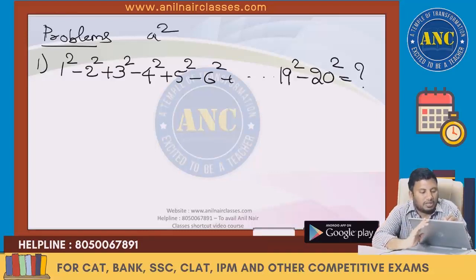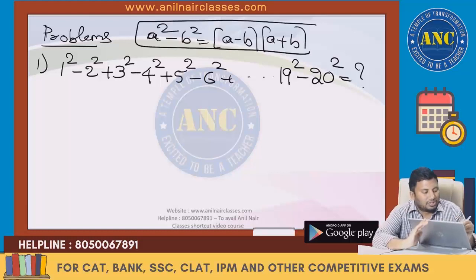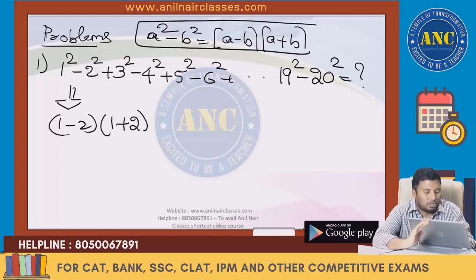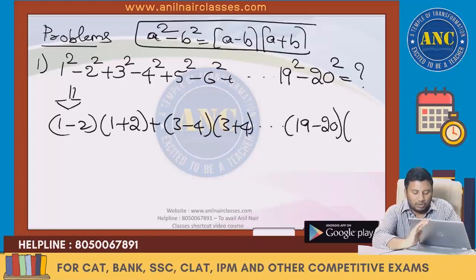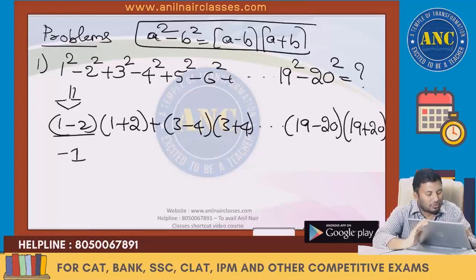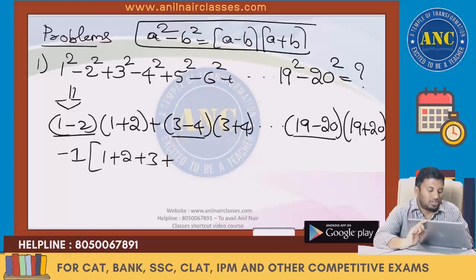A square minus b square is a minus b into a plus b. So if I use this, 1 minus 2 into 1 plus 2, 3 minus 4 into 3 plus 4, up to 19 minus 20 into 19 plus 20. Each 1 minus 2, 3 minus 4, 19 minus 20 is minus 1, so we get minus 1 into 1 plus 2 plus 3 plus 4 and so on up to 20.